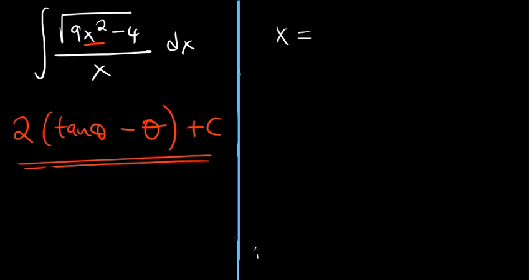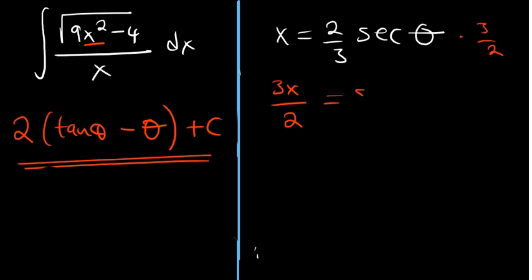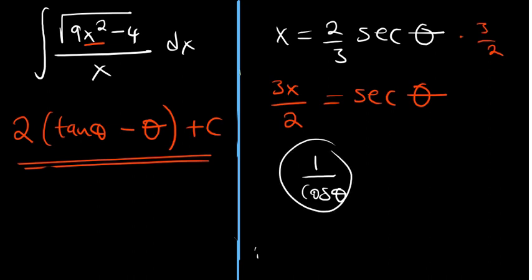I hope you've not forgotten what we started with. We said let x be equal to 2 over 3 secant of theta. So let's make secant of theta the subject. That means we need to multiply both sides by 3 over 2. So we're going to have 3x over 2 being equal to secant of theta. From there, we're able to come up with a triangle. Now what do we know about secant of theta? We know that secant of theta is the same as 1 over cosine of theta. In short, secant of theta is the reciprocal of cosine.